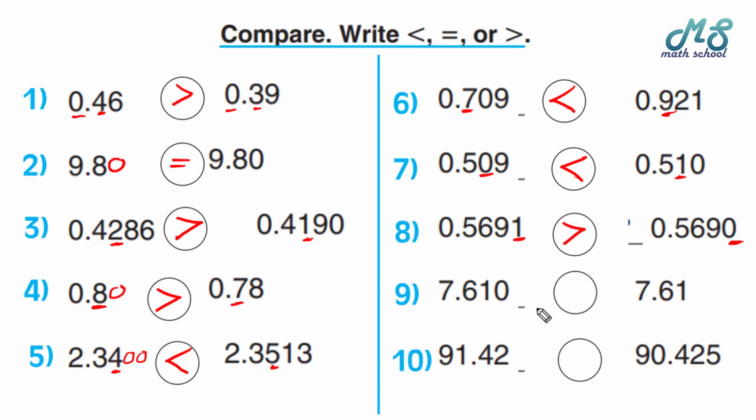Equate the decimal places, just put 0 in the 100th place. We have the same number, so you have to write equals. Next, 91 and 90, the whole part 91, the whole part 90. But if you equate the decimal places, no problem, it doesn't change. 91 is greater than 90, so you have to write greater than.